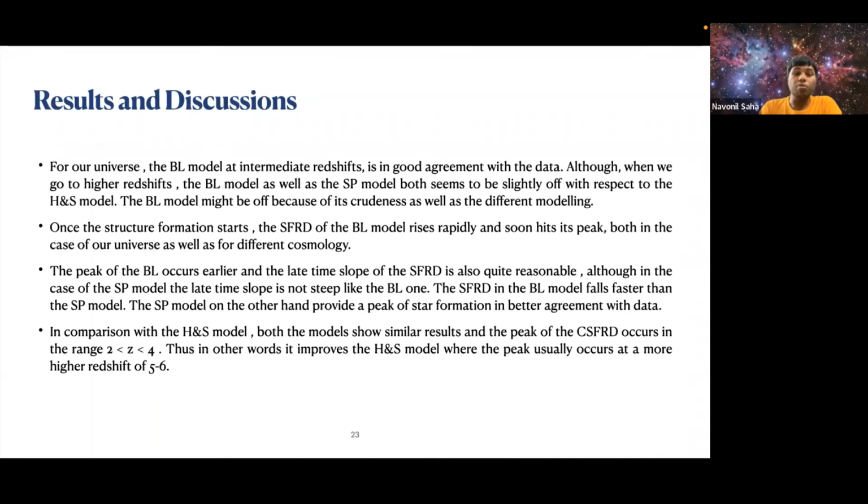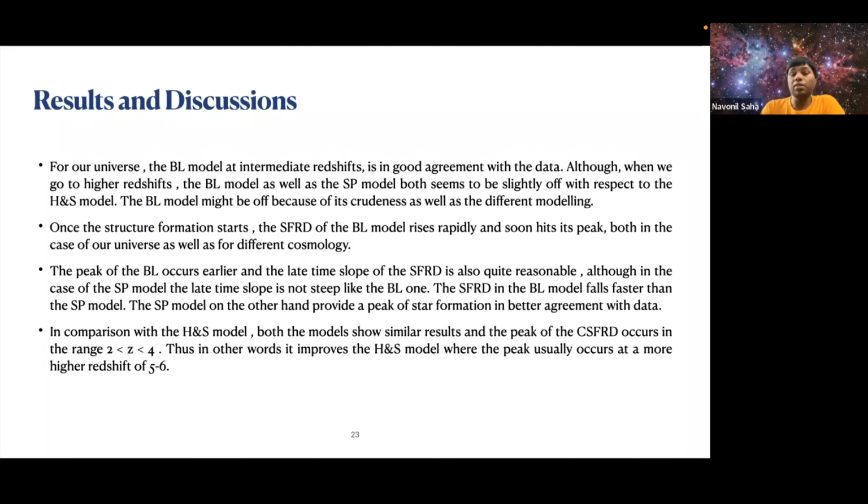Once the structure formation starts, the SFRD of the BL model rises rapidly and soon hits the peak, both in the case of our universe as well as for the different cosmological case. The peak of the BL model occurs earlier, as we have seen, and the late time slope of the SFRD is also quite reasonable. Although in the case of the SP model, the late time slope is not steep like the BL model. The SFRD in the BL model falls faster than the SP model, but the SP model, on the other hand, provides a peak of star formation which is in better agreement with the data.